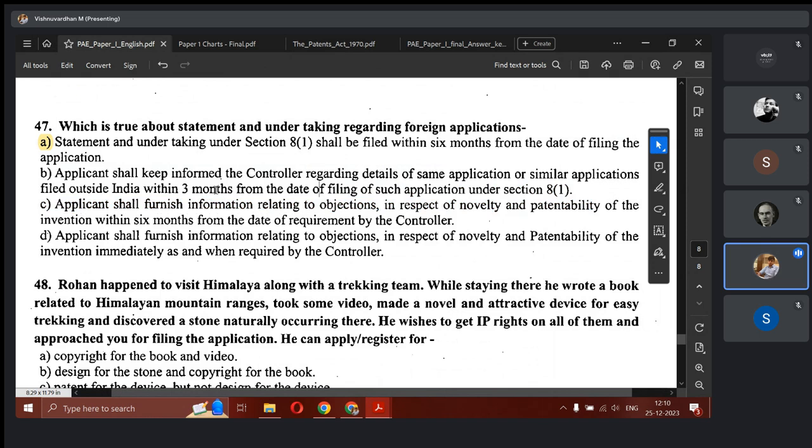Then the applicant shall furnish information relating to objections in respect of novelty and patentability of the invention within 6 months from the date of requirement of the controller. This has to be true because you have to furnish. And then the applicant shall furnish information relating to objections in respect of novelty and patentability of the invention immediately as and when required by the controller. Again, this is ambiguous, not fully clear. It can be A and C or it can be A and D, not fully sure. Let's go with A and C.